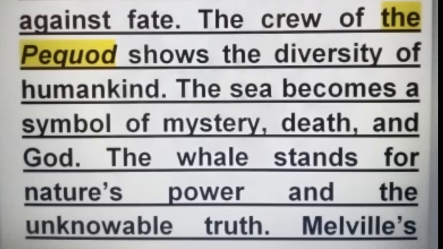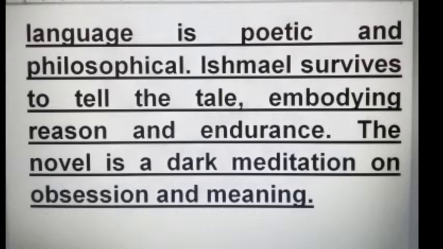The sea becomes a symbol of mystery, death, and God. The whale stands for nature's power and the unknowable truth. Melville's language is poetic and philosophical. Ishmael survives to tell the tale, embodying reason and endurance. The novel is a dark meditation on obsession and meaning.